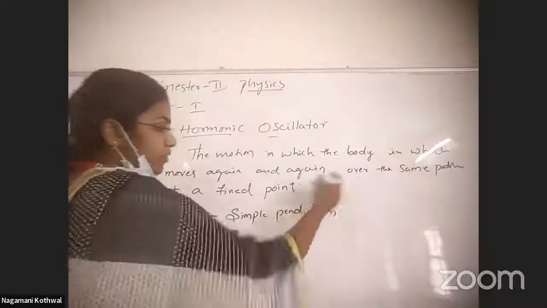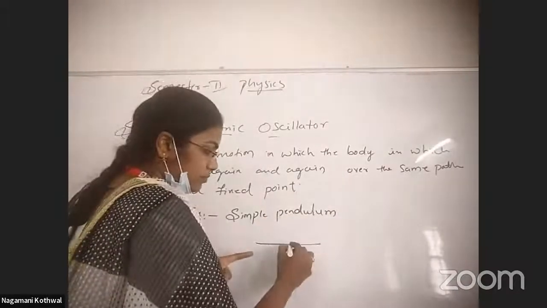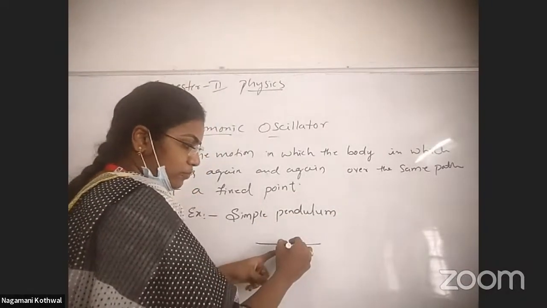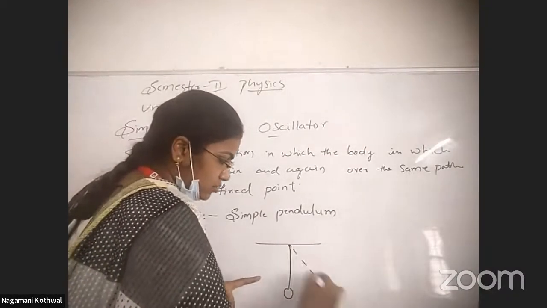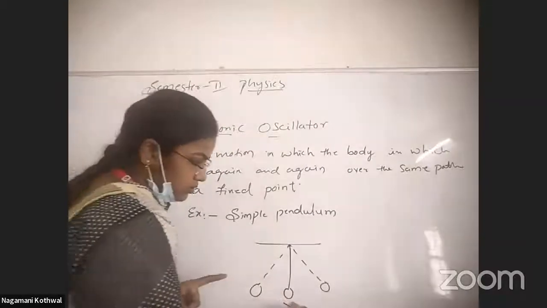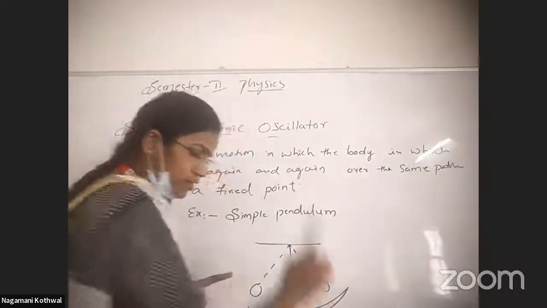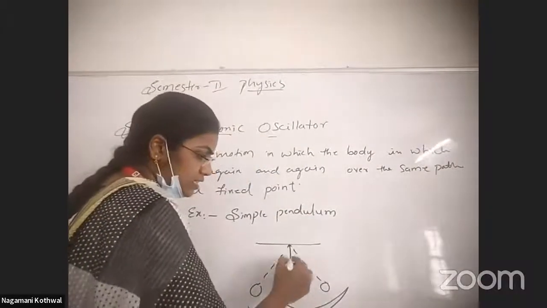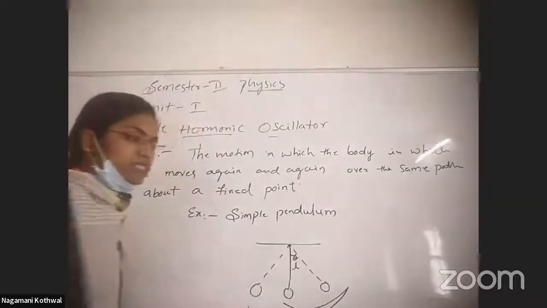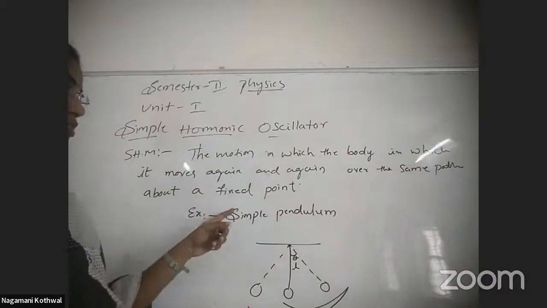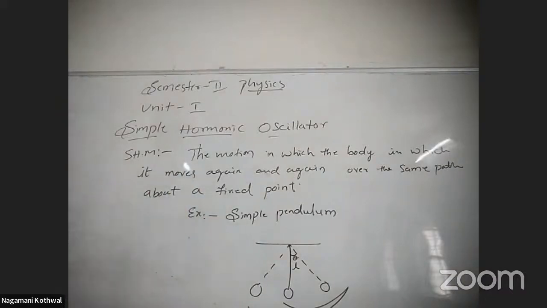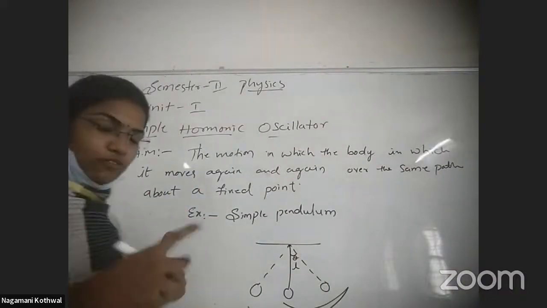Simple pendulum. About a fixed point means the simple pendulum will be fixed at one point and it will do the to and fro motions like this. How many pendulums are there? Only one. Length is fixed, theta is fixed. The best example of simple harmonic motion is a simple pendulum. And you can say it in another formulation also.